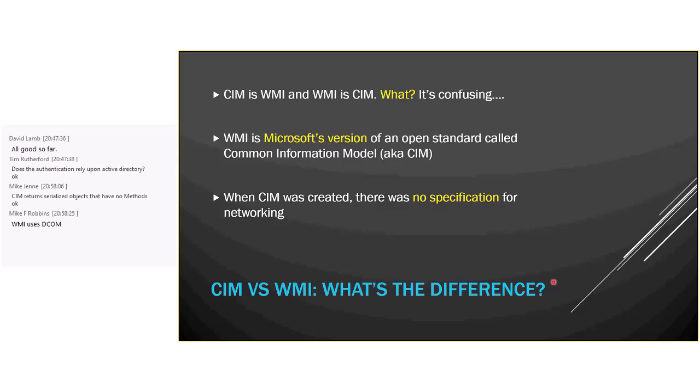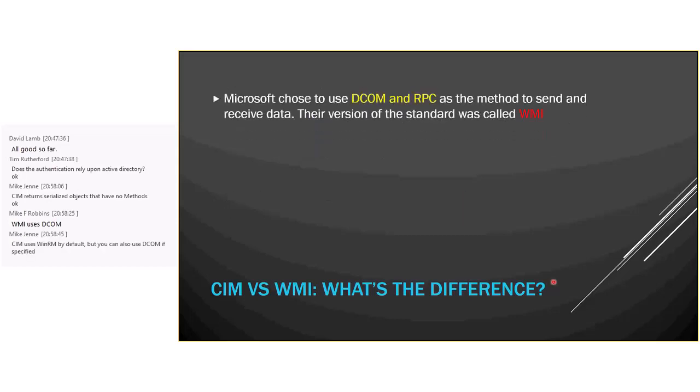So Mike Robbins is correct. WMI uses DCOM, which I'm going to highlight in a second. But the point is that CIM is a protocol that was put in place many years ago, and when the standard was created, there was no specification for networking. So Microsoft took what they already had and added it to the CIM protocol, the CIM standard, so they could exchange information back and forth between machines. They took DCOM and RPC and added that to the CIM standard, and called it WMI.